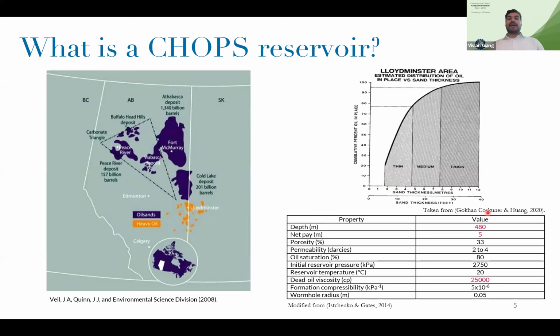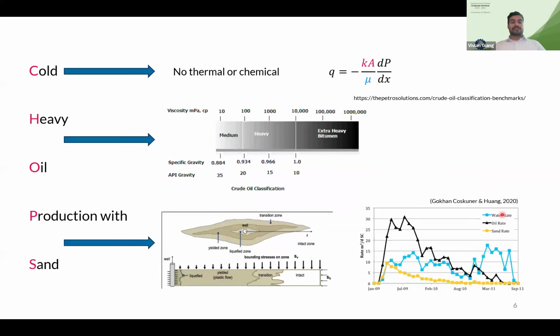I want to call your attention to this number, which is the viscosity of the fluids in those reservoirs. It's 25,000 centipoises. That's more than even honey. Normal honey is even thinner than that. So that's the kind of fluid that you are trying to move from 500 meters below to the surface. So right there is the challenge.